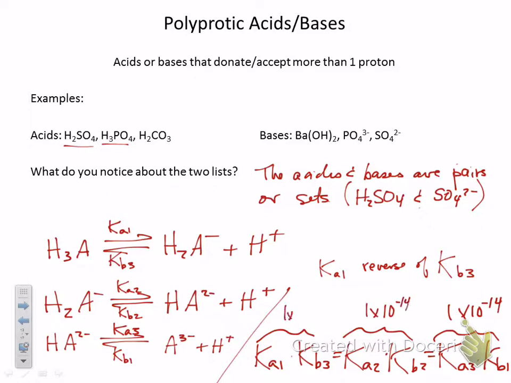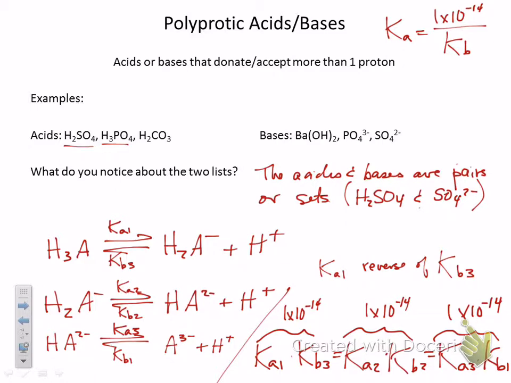The thing you'll notice here is that we start at the top with Ka1, but the reverse of this is not Kb1. We start on the other end of this series of reactions with the strongest base to establish that is Kb1, and the strongest acid to establish that is Ka1. So they run in opposite orders. It's also important to note then, by extension of our previous slide, that Ka1 times Kb3 is equal to Kw, or 1 times 10 to the negative 14th.